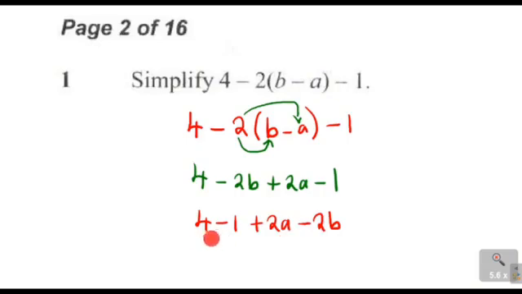So just simplify 4 minus 1. This minus 1, just move it with the sign that it has. You take it to 4 right here. No need of changing the sign. So 4 minus 1 gives us 3, plus 2a minus 2b. So this is our answer.